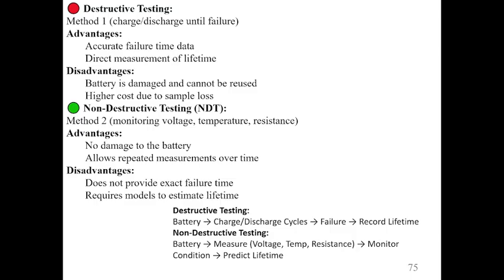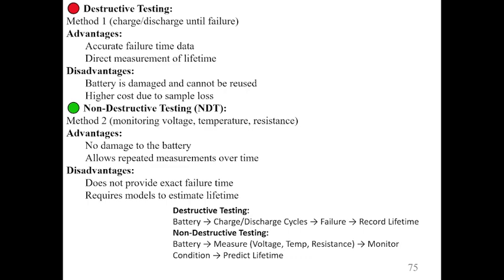So in this example, we want to compare destructive and non-destructive testing using a smartphone battery. In destructive testing, the battery is repeatedly charged and discharged until it fails. This method provides very accurate information about the actual lifetime and failure behavior of the battery. However, the main disadvantage is that the battery is permanently damaged and cannot be reused, making this approach costly when testing a large number of units.